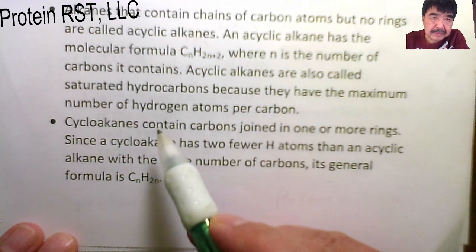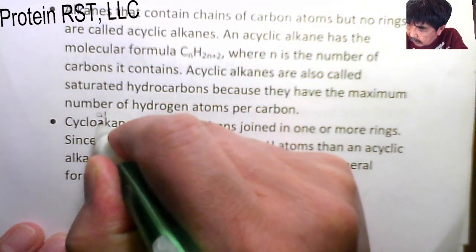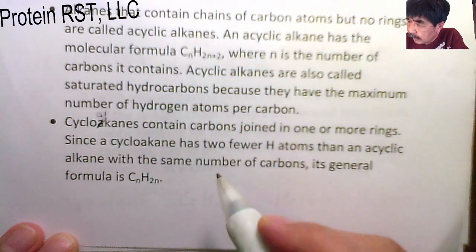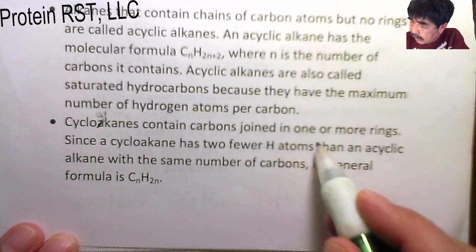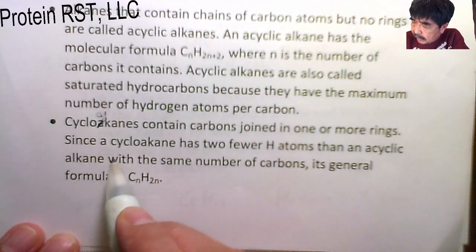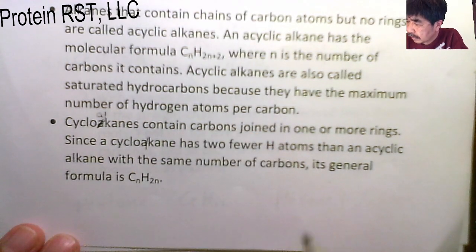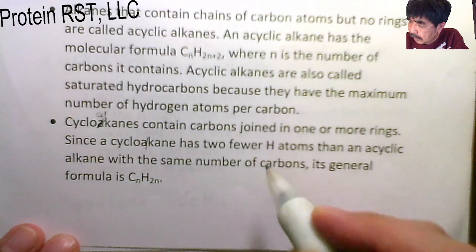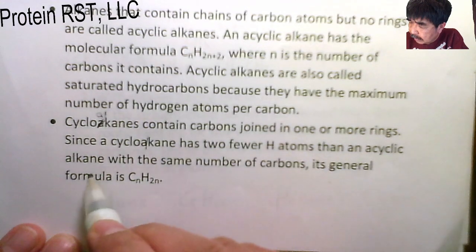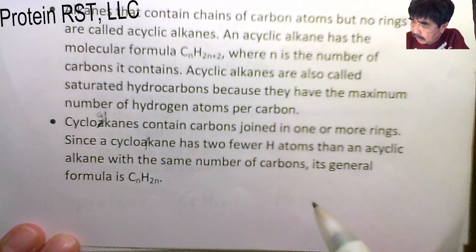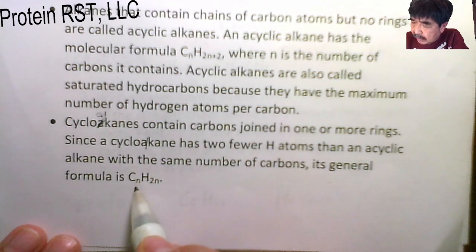Cycloalkanes contain carbons joined in 1 or more rings. Since cycloalkanes have 2 fewer hydrogen atoms than acyclic alkanes with the same number of carbons, the general formula is CnH2n.